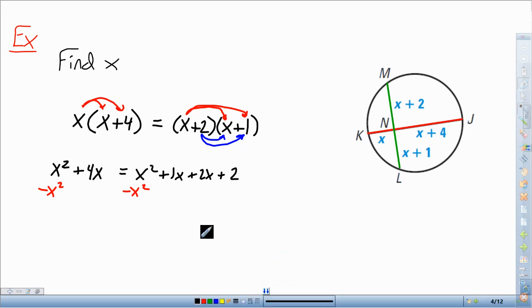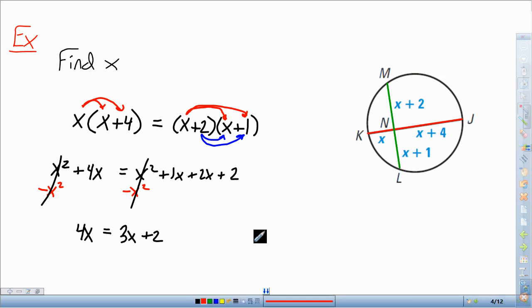Here's the good news. Because I'm doing this, x squared minus x squared, those are eliminated, and these are also eliminated. So it's nice, our x squared, or you can think of it as our quadratic, has been eliminated. We don't have to deal with it on this problem. On the left, I have a 4x. On the right, I'm going to combine those and I'm going to get a 3x, and then I have that plus 2.